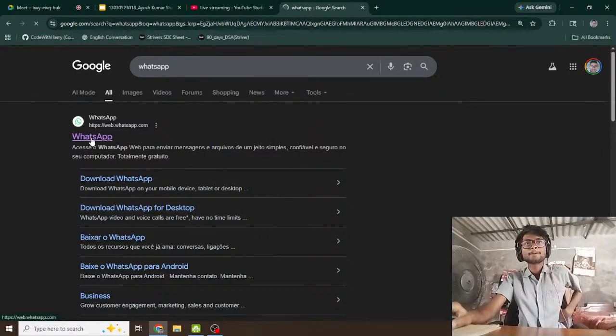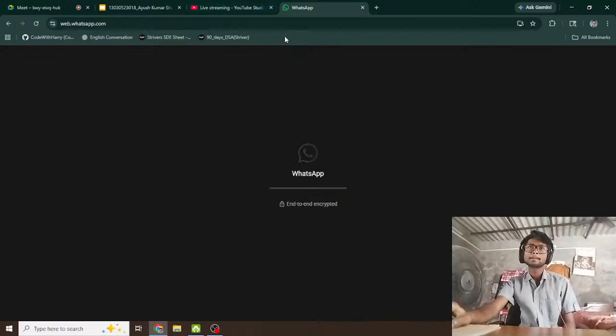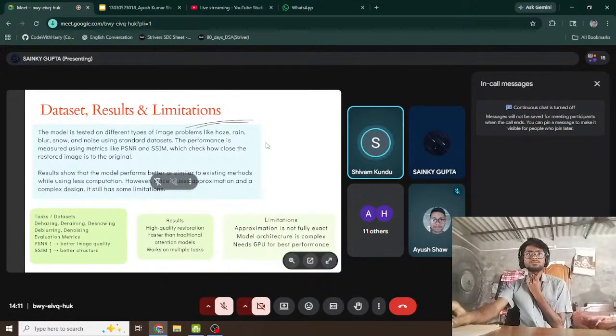The actual mathematical formula to calculate the PSNR value is 10 log base 10 of MAX squared by MSE, where MAX is the maximum pixel value, which is usually 255, and MSE is the mean squared error, which is the difference between the original and output image.